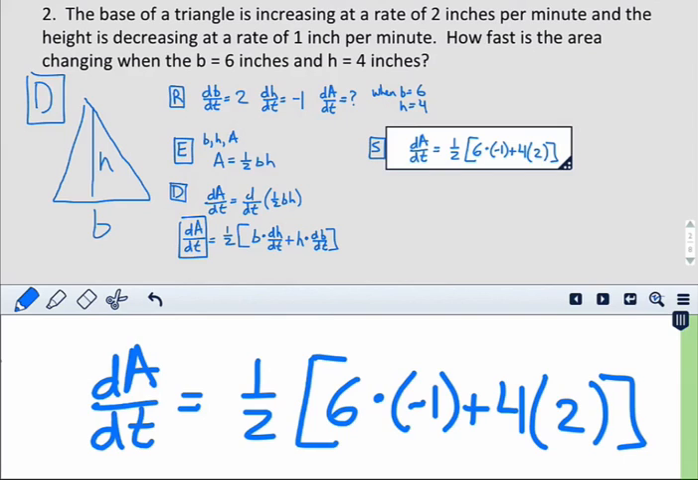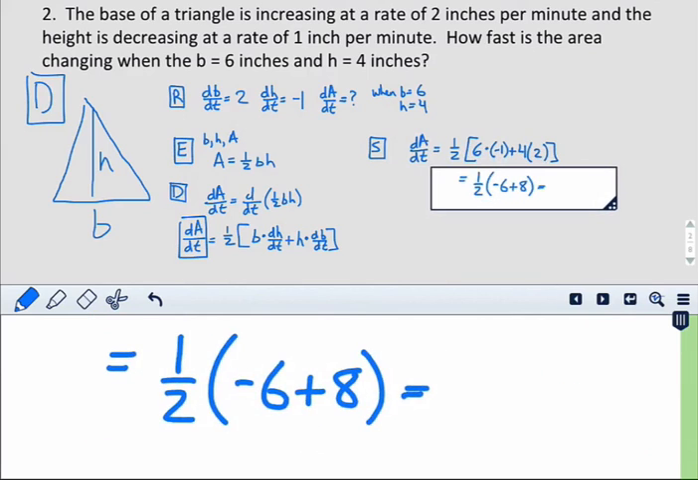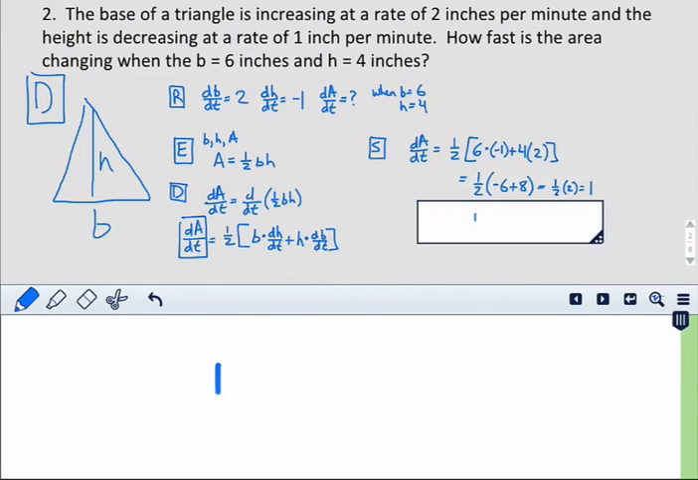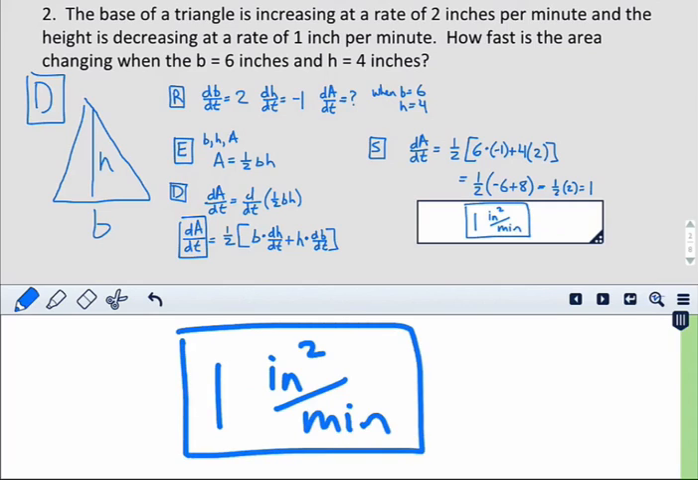And when we solve for this, we're going to get 1/2 times negative 6 plus 8, which is 1/2 of 2, which is just 1. And so our rate is 1 square inch per minute. So the area of that triangle is increasing at 1 square inch per minute.